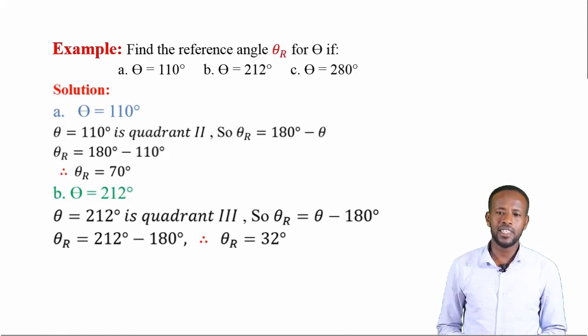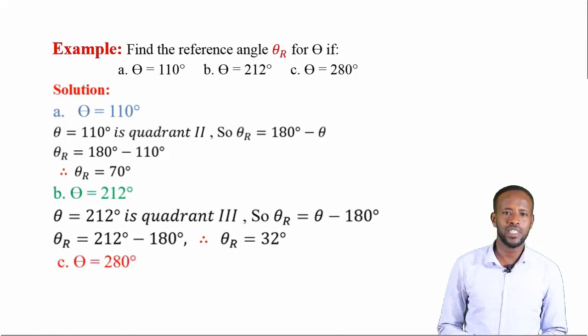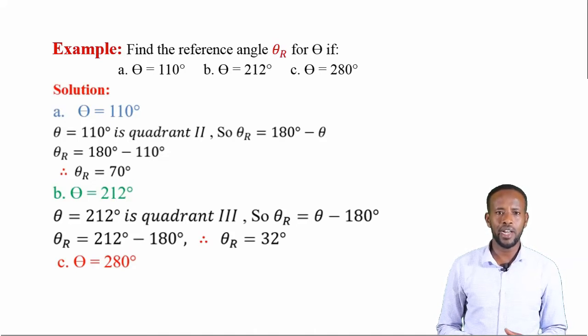Now let us see angle C. That means equation C, we have theta equal to 280 degree. This 280 degree is in which quadrant first? Ask yourself, you should have to know the quadrant this belongs to. When you get that, then you will say, what should we do to get the reference angle?